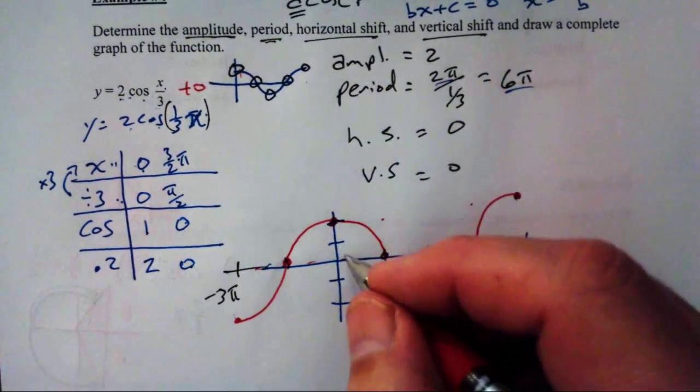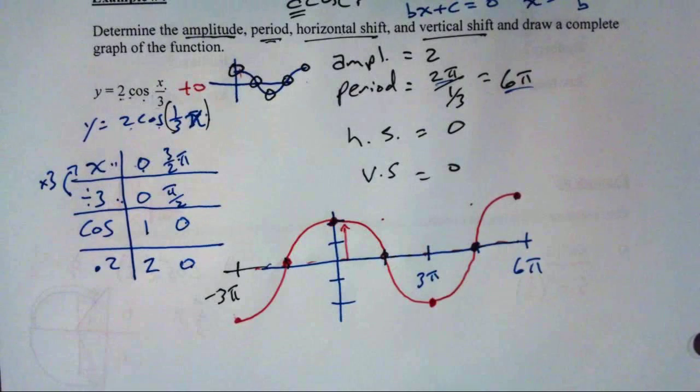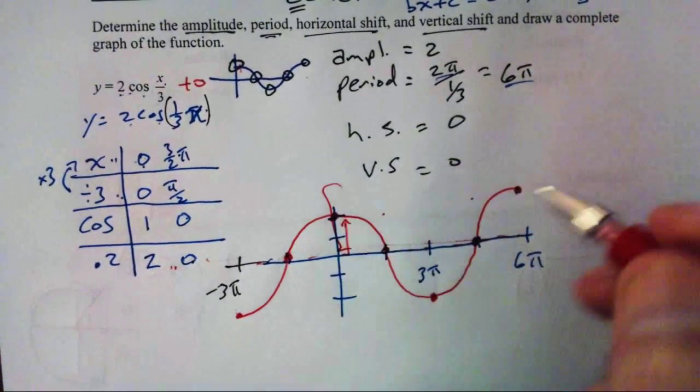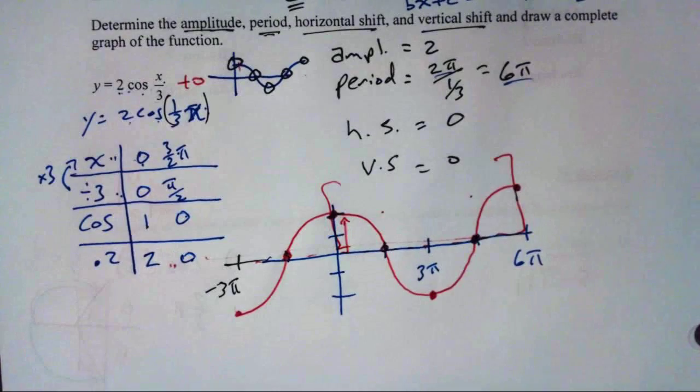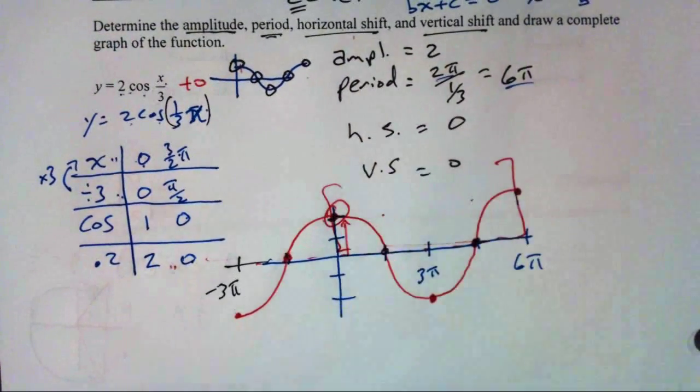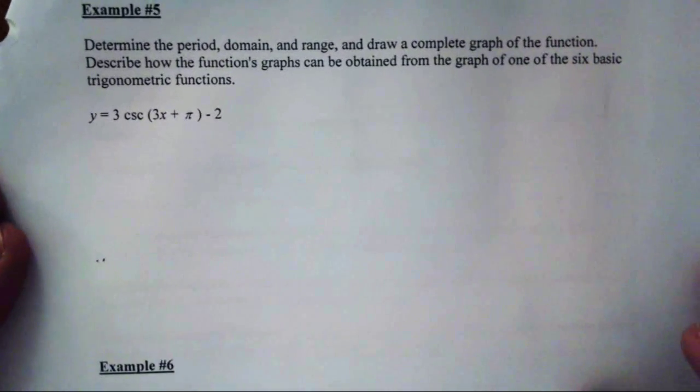So what do we learn? We learn our amplitude is 2 just based on inspection. I learned my center line was 0. So there was no vertical shift. Period. Right here. 6 pi. We learned all of these things. Horizontal shift. That first point was right here. No horizontal shift. Let's look at one that's more complicated and go through that process.